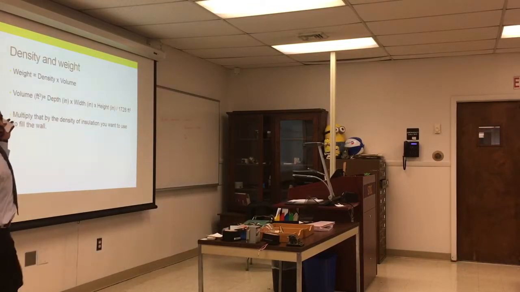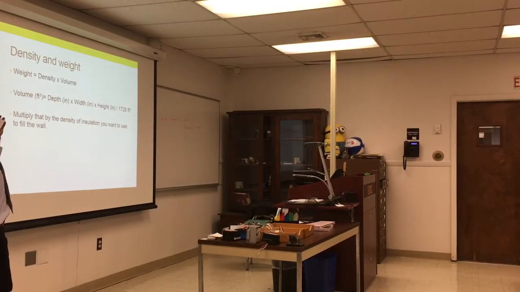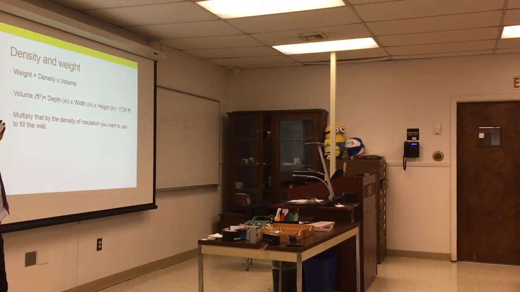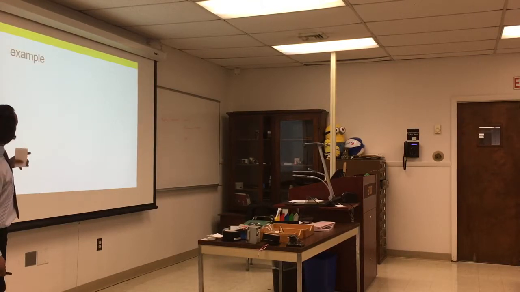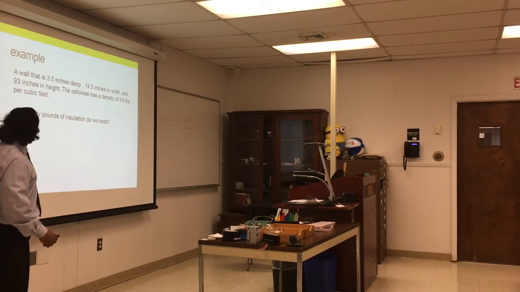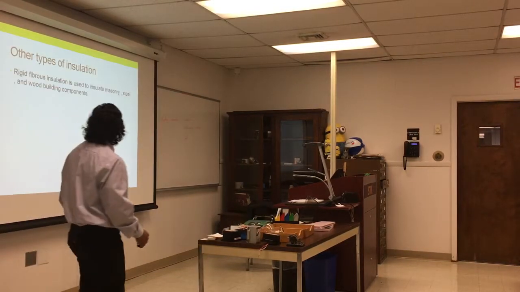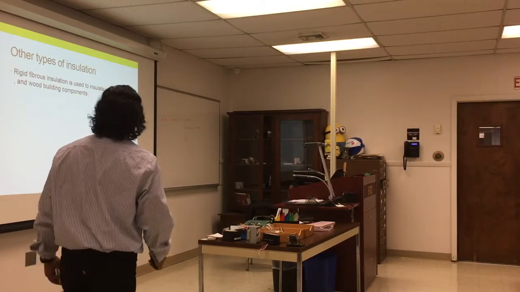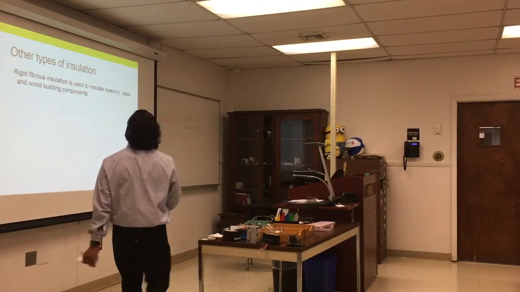We talk about density and weight and why do we need to have density? What is the purpose of this? So when you use loose insulation and you try to stuff it into a wall, you want to know how much weight to put in there. So you don't want to put less or more. Other types, we talk about rigid fibrous insulation.